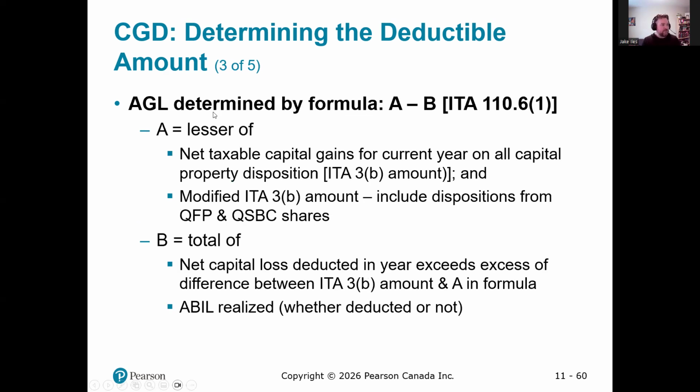The AGL is determined by the formula A minus B. A is the net taxable gains in the current year and modified amount dispositions from the qualified fishing property or qualified small business corporation. So the most I'm allowed to protect with the gains deduction is the lesser of total gains in the year and gains related to the small business corporation.